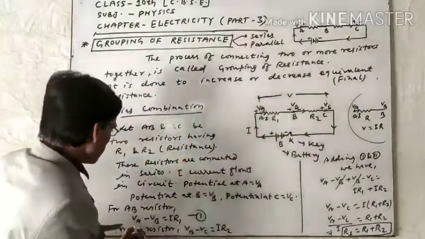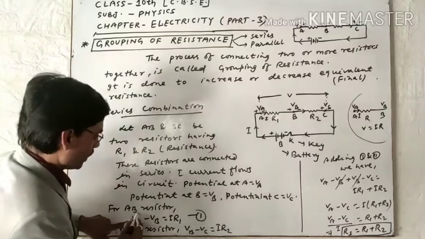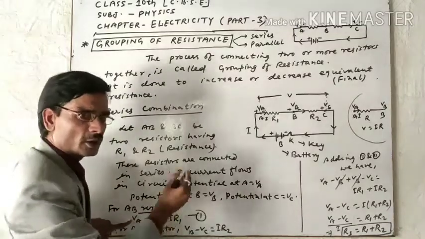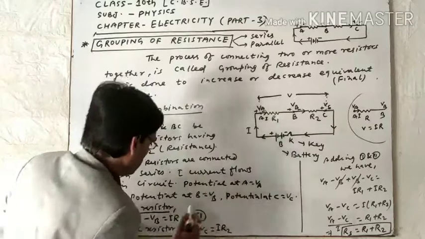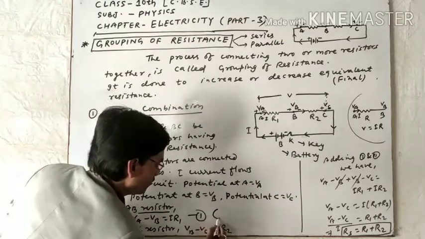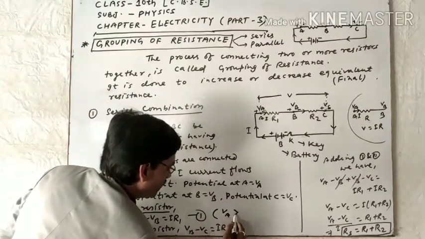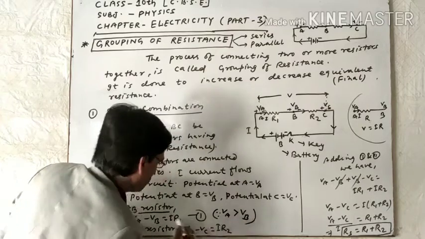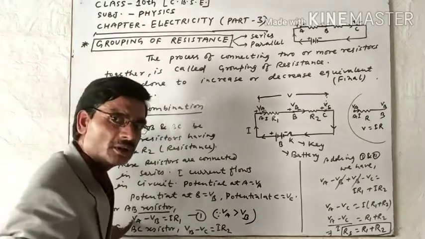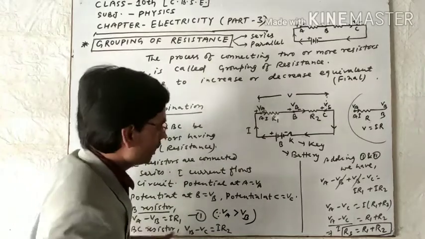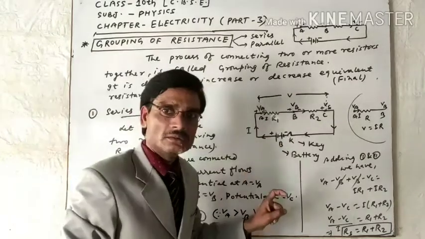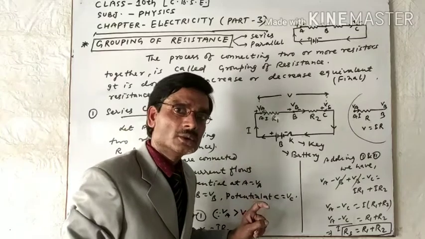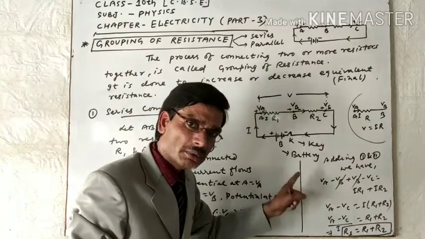Here, the potential difference for resistor AB, we can also write VA minus VB. क्यों हुआ VA minus VB? क्योंकि VA ग्रेटर है VB से, इसलिए हमने लिखा VA minus VB. जरा सोचिए, अगर VB ग्रेटर होता VA से, तो हम क्या लिखते? VB माइनस VA लिखते.